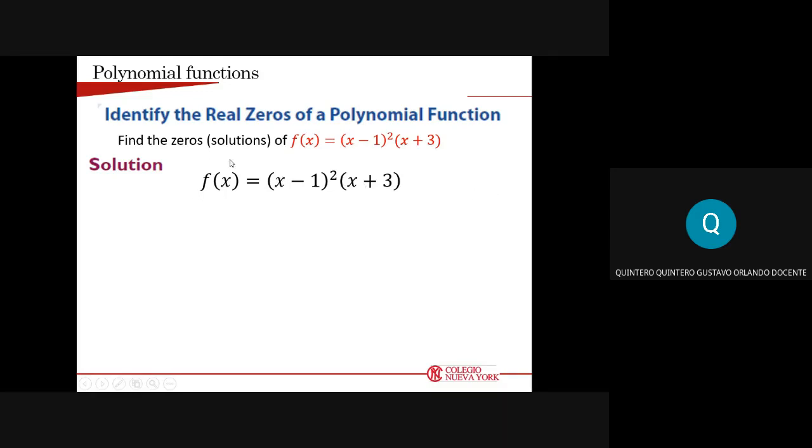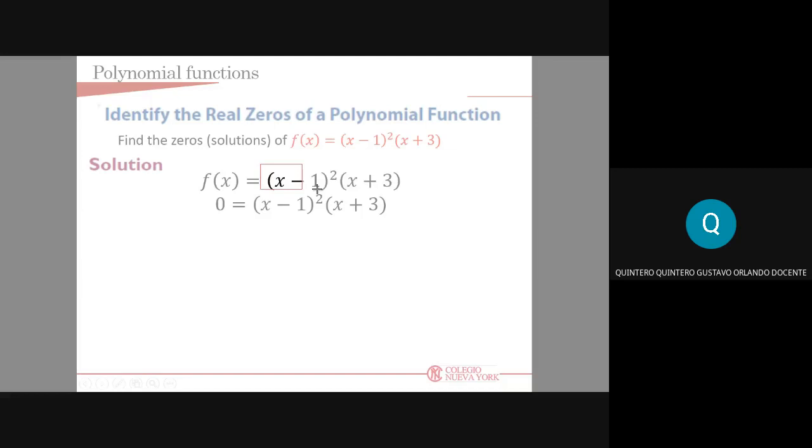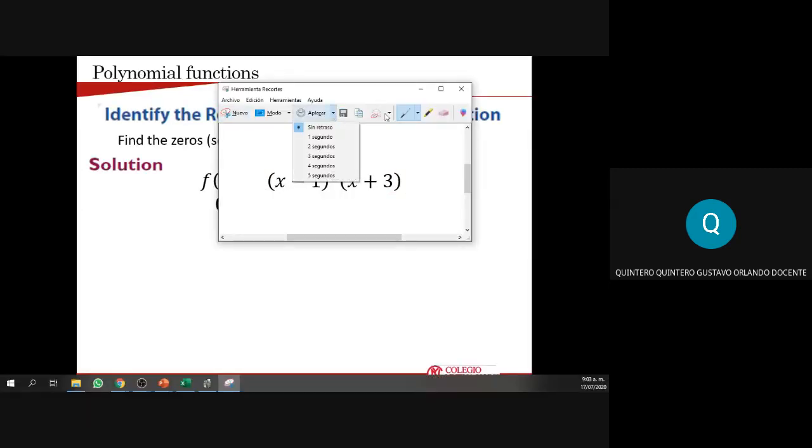Step number 1, change the name of the function to a 0. Sometimes the function is called g of x or h of x, or simply y. Sometimes the function is just y equals. That is the name of the function, y. So you replace that part with a 0. Everything else is the same. That is step number 1.